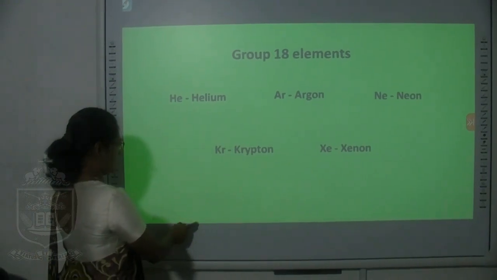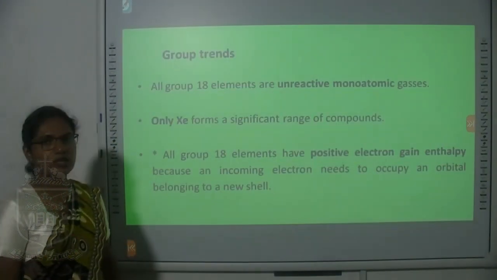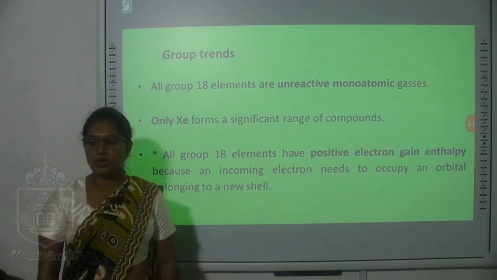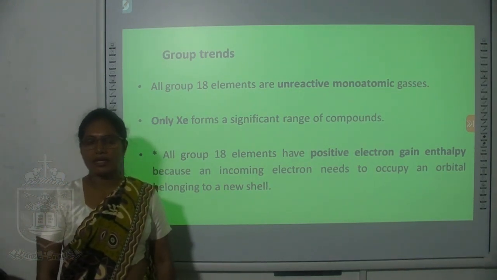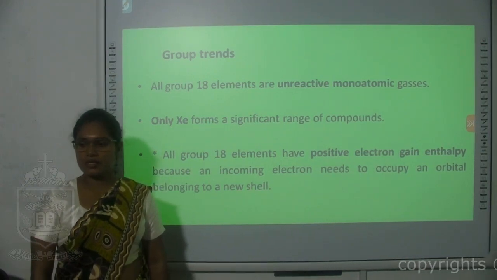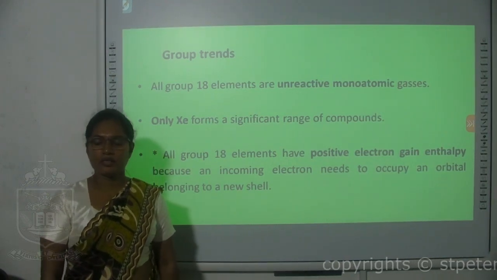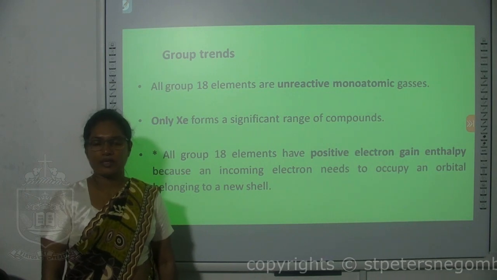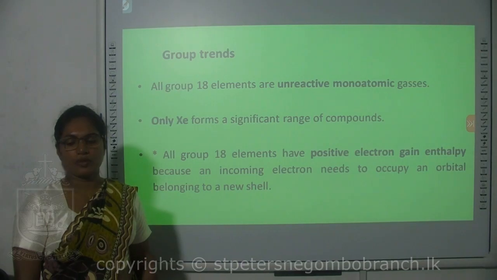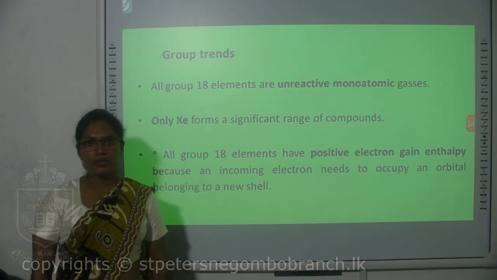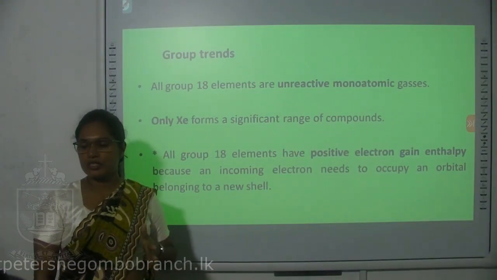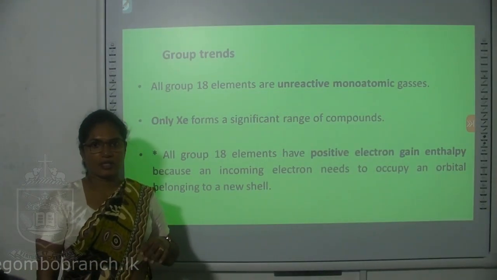Now, we have to consider the group trends. As you know, all the group 18 elements are noble gases. So they are unreactive and monoatomic gases. Only xenon forms compounds. And also, group 18 elements have positive electron gain enthalpy.